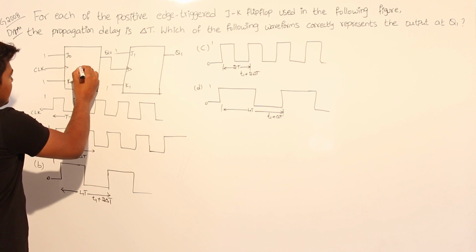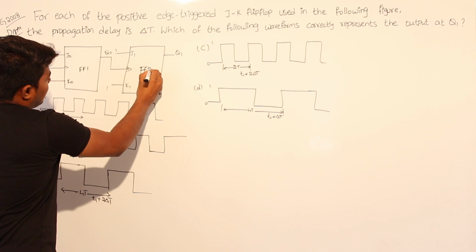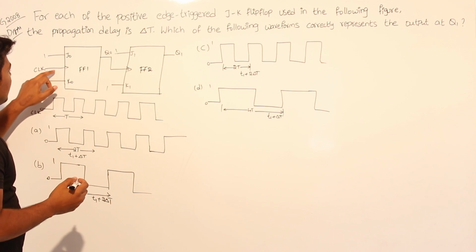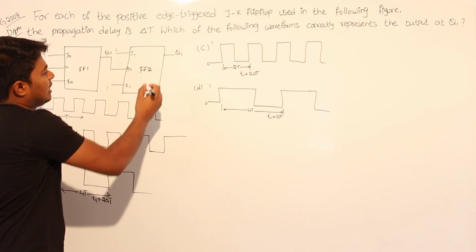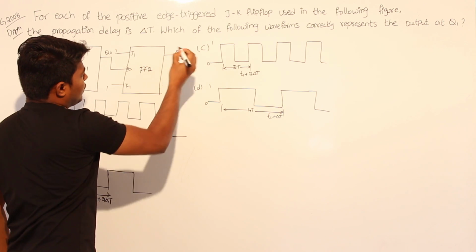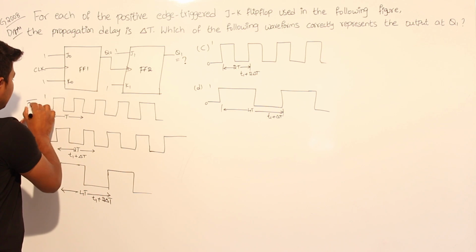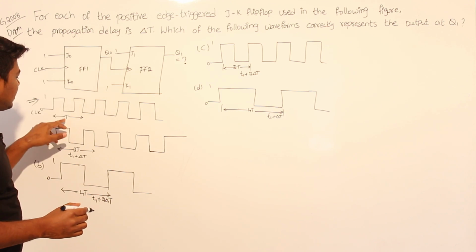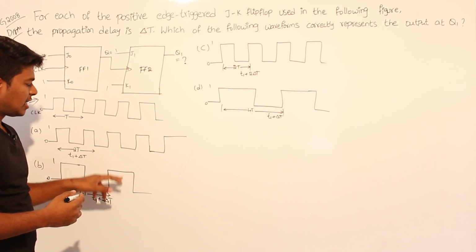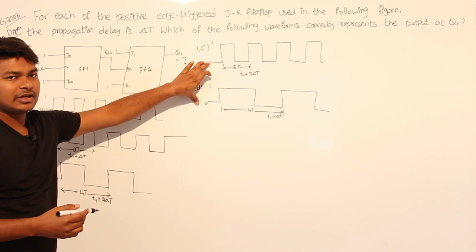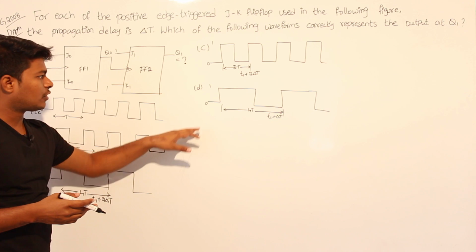This is JK flip-flop 1, and this is JK flip-flop 2. Here the clock is applied, Q0 will be the input clock for Q1, and they are asking what is the waveform for Q1. This is the clock pulse applied with the time t. Now they have given 4 options. Due to some space constraint, I have written 2 options here and 2 options here. We need to find which one is the correct answer among these 4 options.